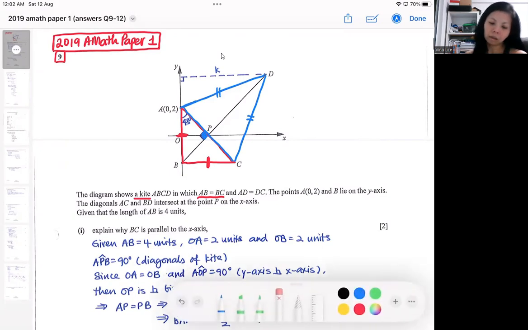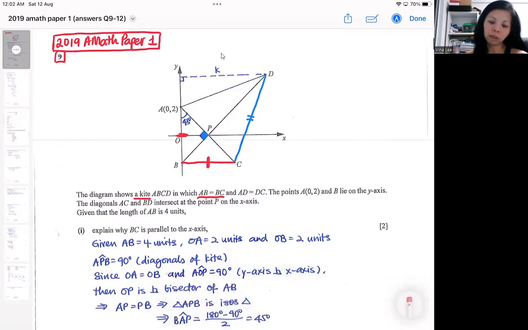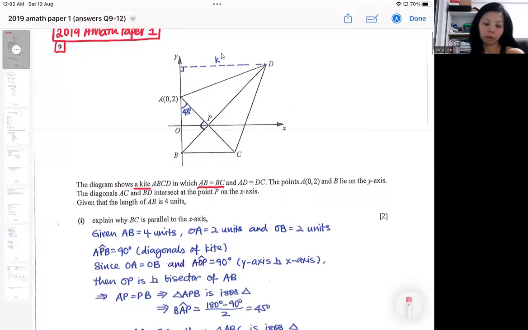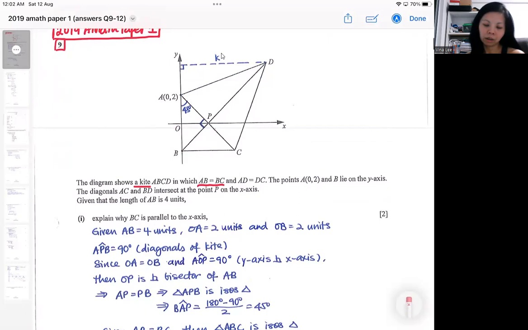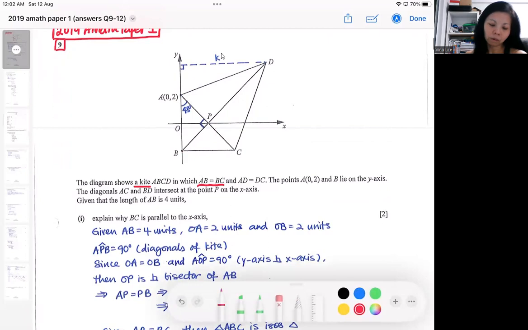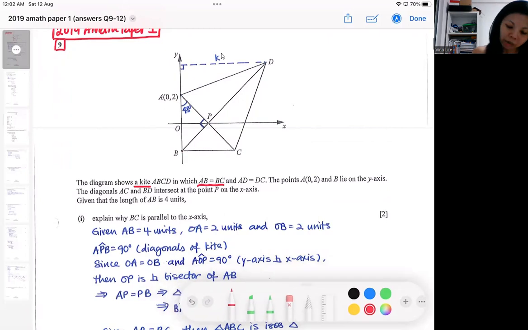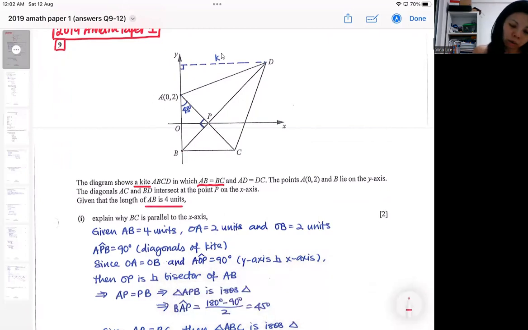So basically, we are going to make use of the properties to explain. This is a 2 marks question, but I'm giving quite a detailed explanation. If you cannot be writing so much, I will let you know the essential ones. The more critical one is to realize that they actually gave you some lengths. You are told that this is 4 units, and because of the coordinates, you know that this one is 2 units, and subsequently you also know that this is 2 units.